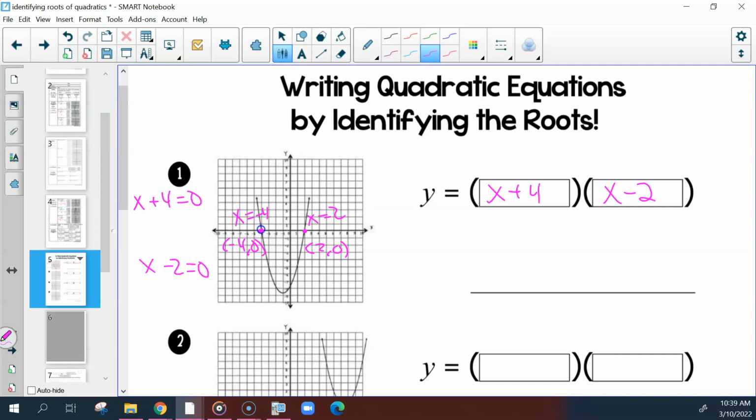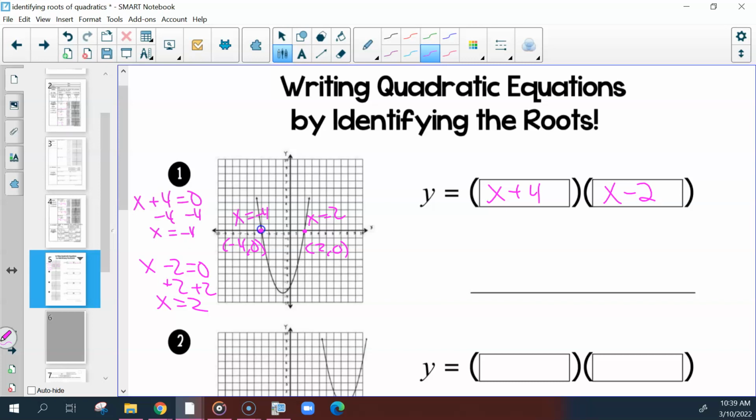We had both equations, we set them equal to 0, and we started to solve. If we subtract 4 here, we get x equals negative 4, which is our solution. We do the same thing here and add 2. We get x equals 2, which is our solution. So in order to put it in factored form, we need the opposite sign.